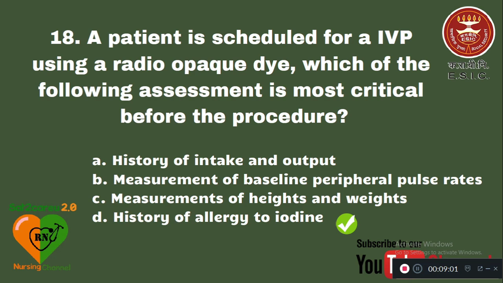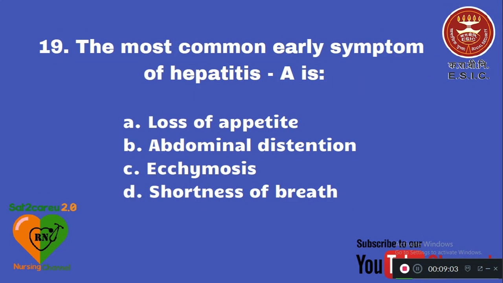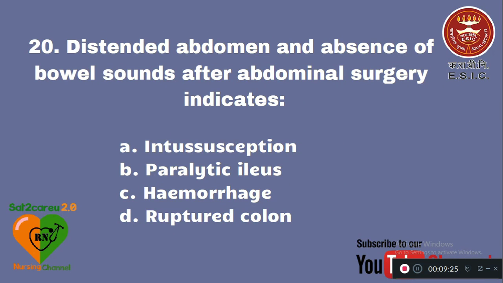Question number 19. The most common early symptom of hepatitis A is option A, loss of appetite, B, abdominal distension, C, ecchymosis, and D, shortness of breath. So the most common early symptom of hepatitis A will be loss of appetite. Option A is right.